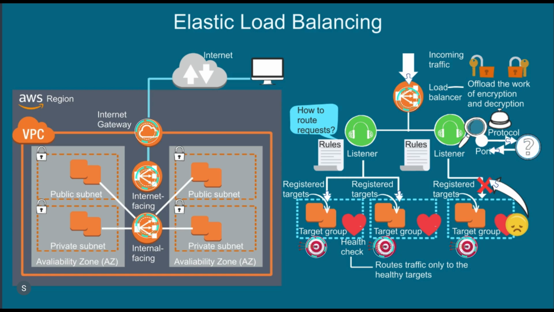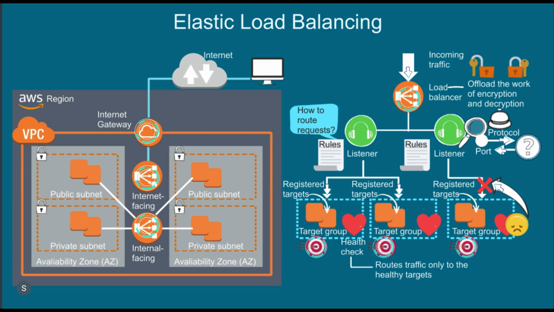You configure your load balancer to accept incoming traffic by specifying one or more listeners. A listener is a process that checks for connection requests using the protocol and port that you configure. It then forwards requests to a target group. Each target group routes requests to one or more registered targets, such as EC2 instances. The rules that you define for a listener determine how the load balancer routes requests to its registered targets.